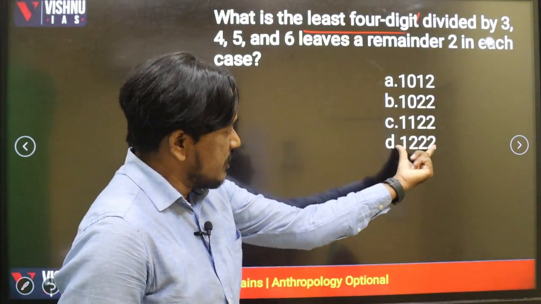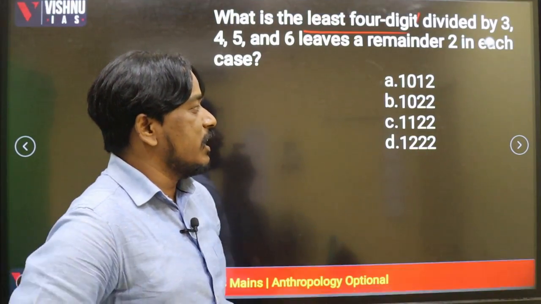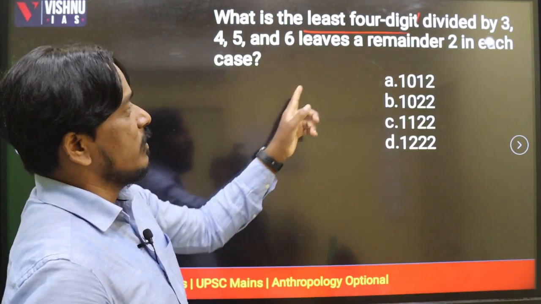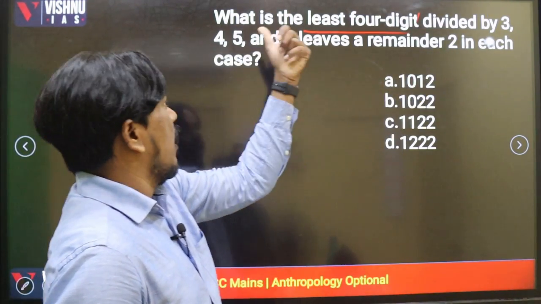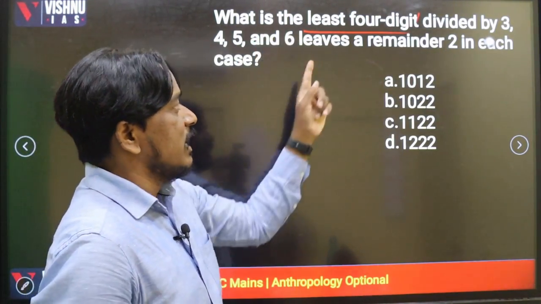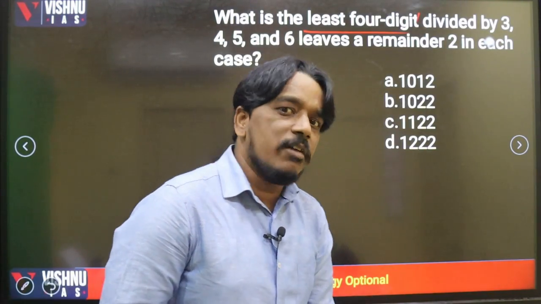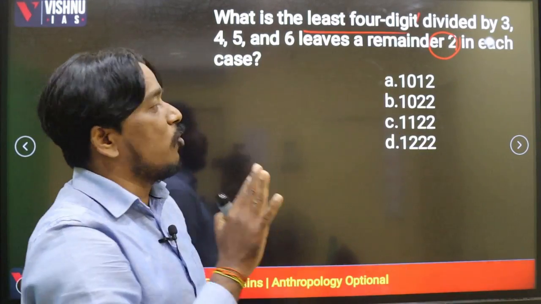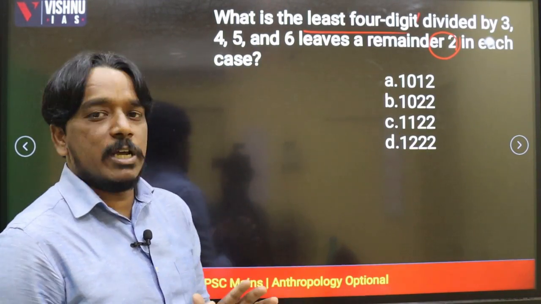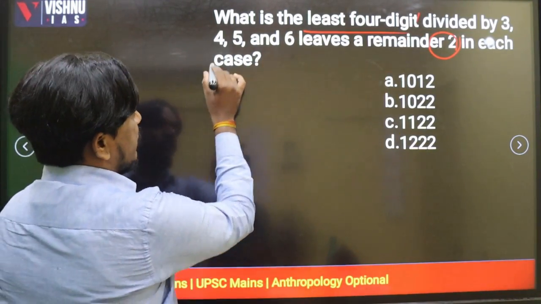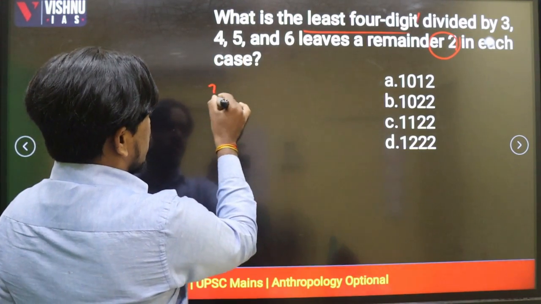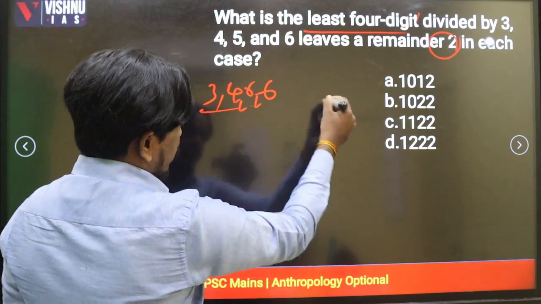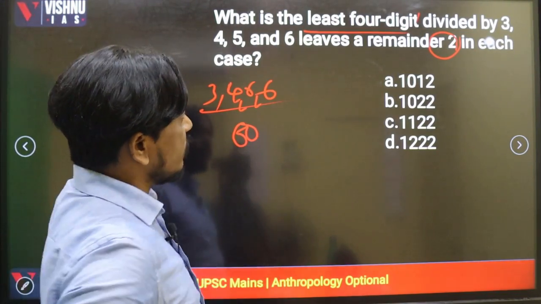See, all these 4 digit numbers are very near to 1000, 1100, 1200. For all these numbers, what do we have to do here? Divided by 3, 4, 5 and 6, we leave a remainder of 2. Whenever we have to get a final remainder of 2 when dividing by 3, 4, 5 and 6, whenever we get this type of question, first find the LCM of 3, 4, 5 and 6. For these, you will get 60 here.